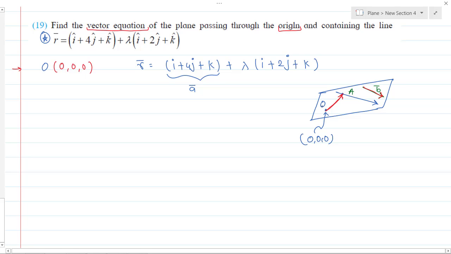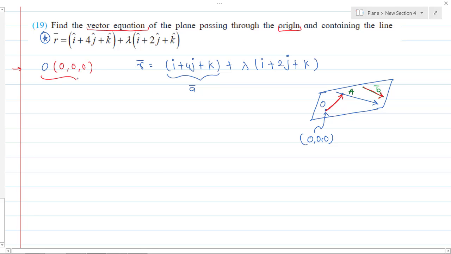So can you get the normal vector with the help of these two vectors? Of course. If the two vectors are lying on the plane, then their cross product will definitely be the normal vector to them. Yes or no? Of course. If you understand this concept, then you will get the answer. You have all the information.